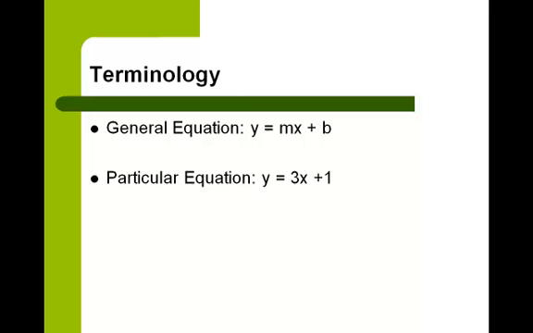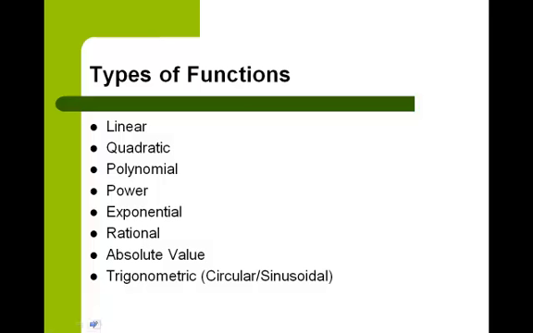First of all, I want to just talk about a little bit of terminology that the book uses. When they speak of a general equation, they're meaning the formula or model for an equation. A particular equation would be that model or formula with values put in place of the variables. So a general equation for a linear value would be y equals mx plus b, whereas the particular equation might be y equals 3x plus 1. So just so that you're familiar with the book's terminology.